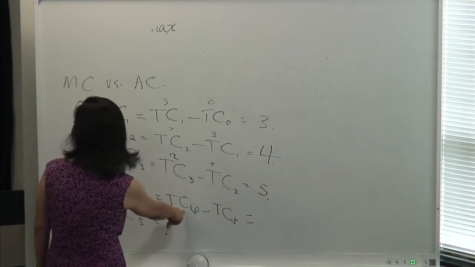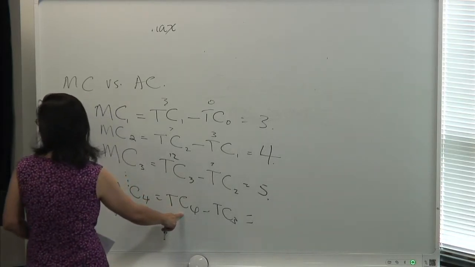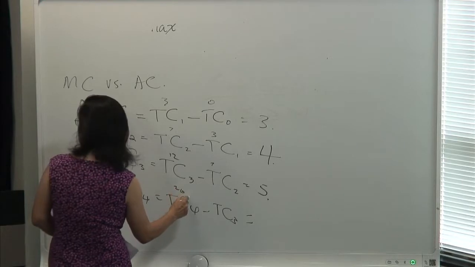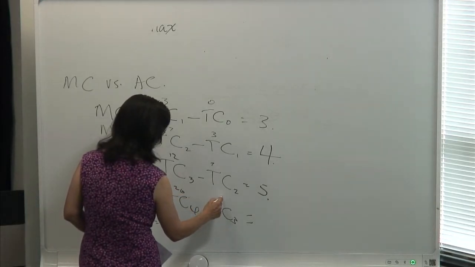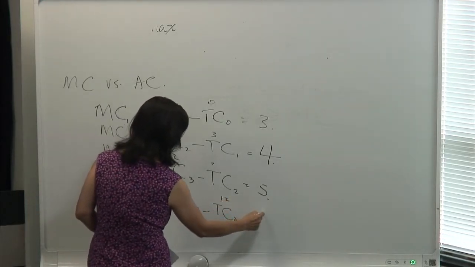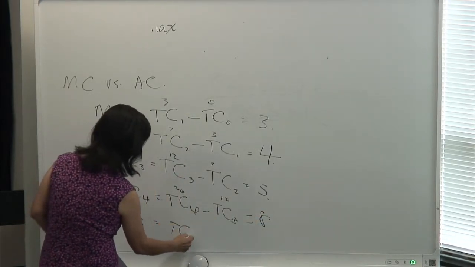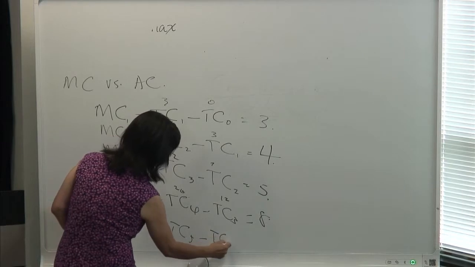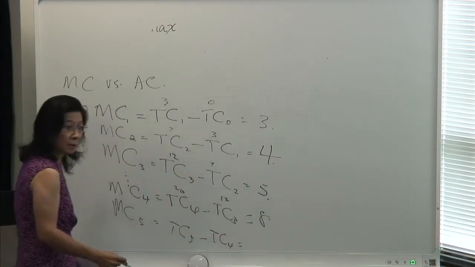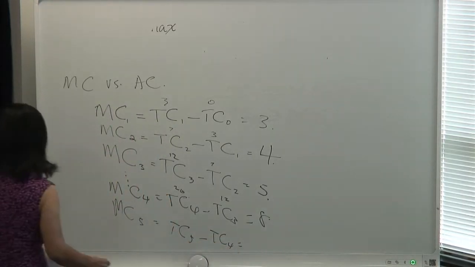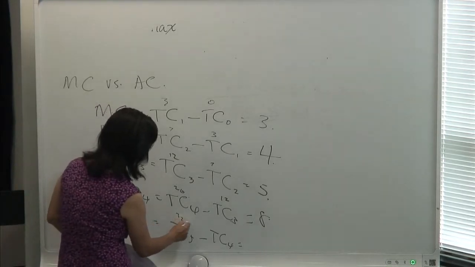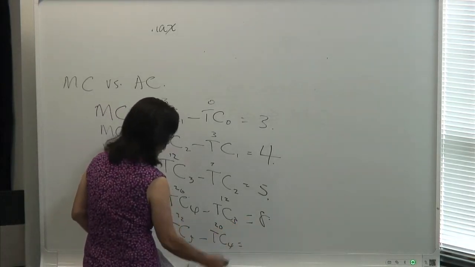32. What's TC for here? 20. The other one is? 12. And? 8. So you got 8, right. Then the last one will be MC5. Is everybody understanding what's going on? Yes. Okay, very good. MC5, this will be 32 minus 20, so you get 12.